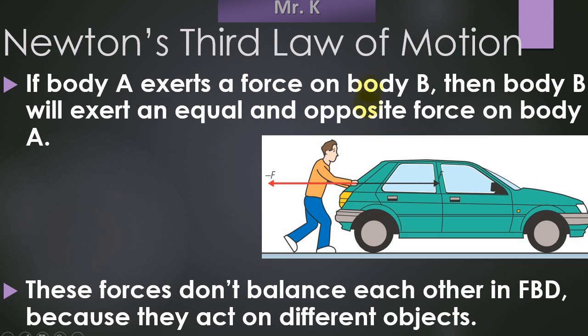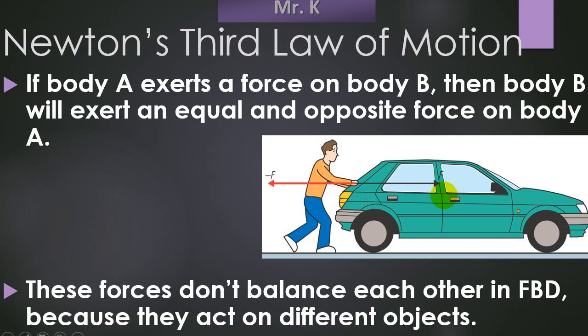But Newton's third law says the car is also exerting a force in the opposite direction with the same magnitude, negative F. These forces don't balance each other in a free body diagram because they're on different objects. Remember, when we do a free body diagram and say something is in equilibrium, we're talking about one object. So if we're talking about the car, for example, this negative F is being produced by the car, so that isn't listed on the free body diagram.